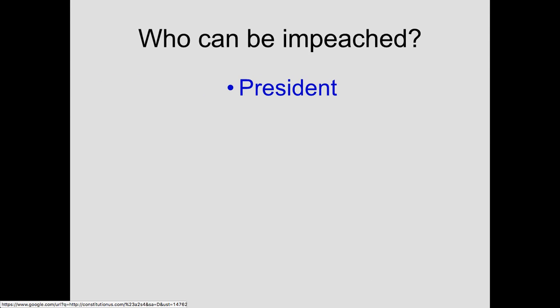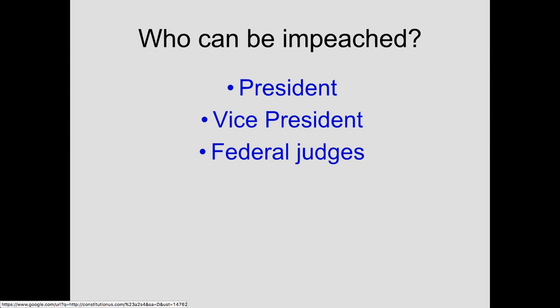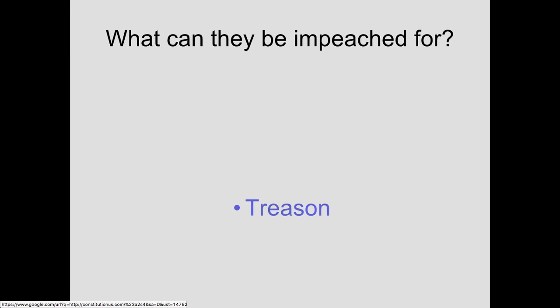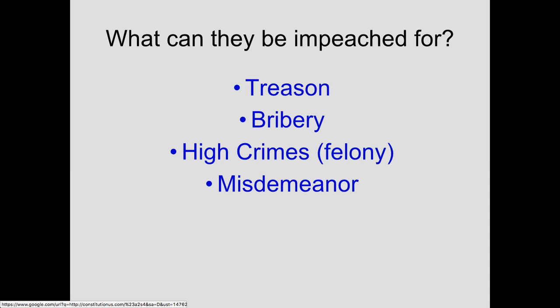First of all, the Constitution says that the president, the vice president, and civil officials, which are federal judges, can be impeached. And they can be impeached for treason, bribery, high crimes, and misdemeanors. They cannot be impeached because we don't like them. They can't be impeached because they're incompetent. They must commit some kind of crime, a misdemeanor, a felony, which would be a high crime, accepting bribes, or committing treason against your country. Otherwise, you cannot. So sometimes you'll hear someone say, we need to impeach the president. We don't like him anymore. Well, not liking a president is not an impeachable offense. They have to commit some kind of crime.